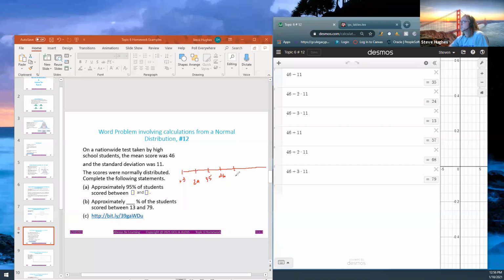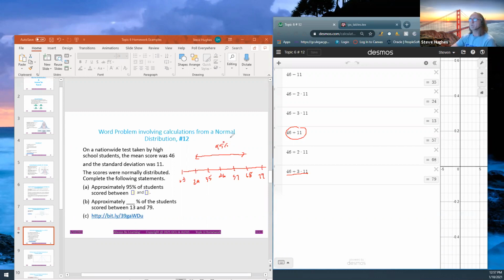1 standard deviation above the mean is 57. That's right here. 46 plus 11 is 57. 2 standard deviations above the mean is 68. 3 standard deviations above the mean, that is 46 plus 3 times 11, is 79. All right, now remember, we said on our previous chart that 95% of the students are going to be between here and here. This is 95%.